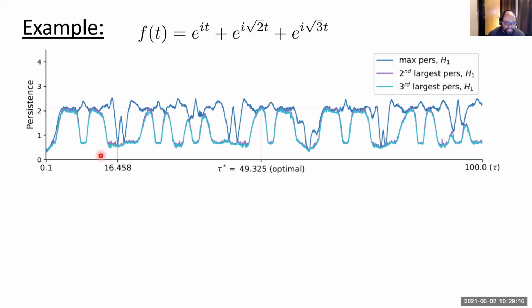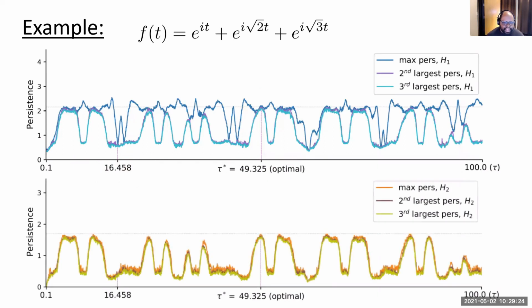The one on the left was the one that obscured all the features. The one on the right was the one that really brought the features forward. Here is what happens in dimension 2. Same idea: I take the 3 most persistent classes in dimension 2, look at the persistence, and then vary tau. Hopefully what you can see is that this tau star that I call the optimal tau really is the one that jointly maximizes persistence in dimension 1 and dimension 2. So this is the one that you want to choose. You don't want to be in the 16.45 case.